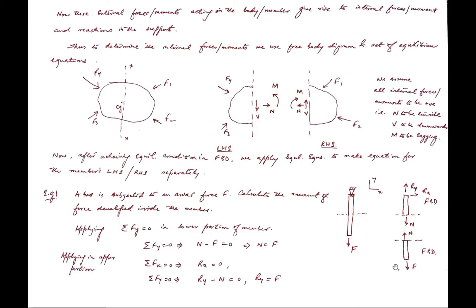So we assume that a normal force of tensile nature, N, is acting at this particular cross section. Then we apply the equilibrium equation on this free body diagram, on the lower half. Summation of Fy is equal to 0. All the forces should nullify each other, meaning the summation of all the forces in the vertical direction should be 0. So what are the forces that are acting over here? F and N.